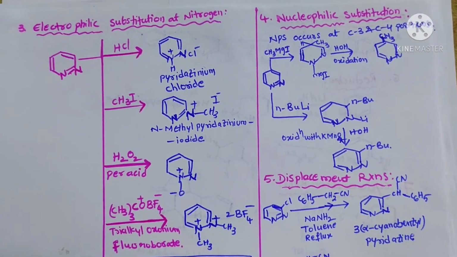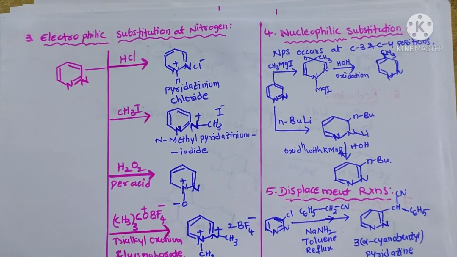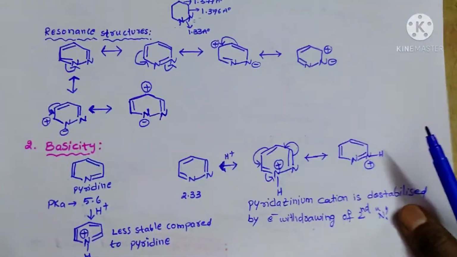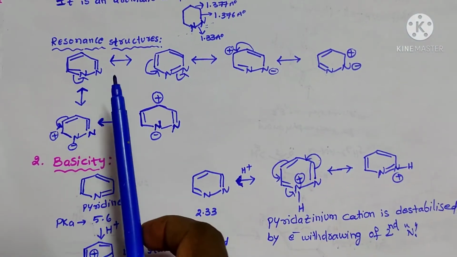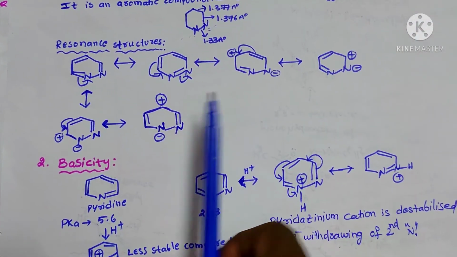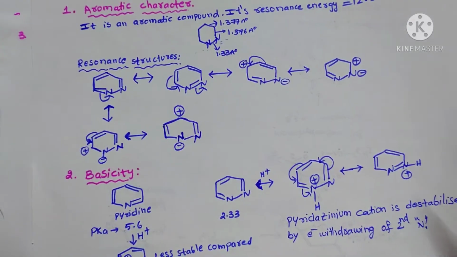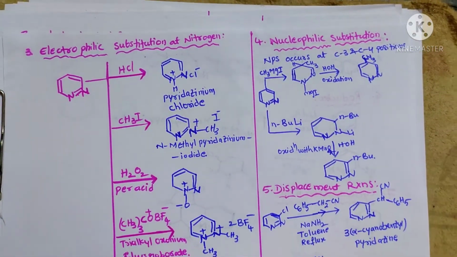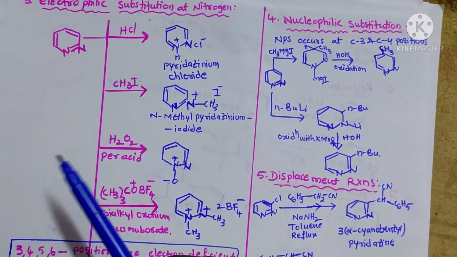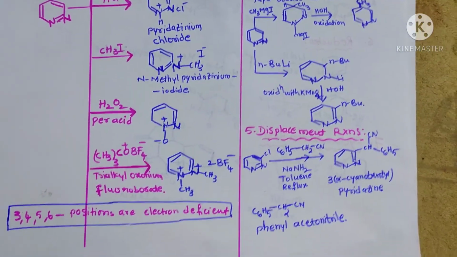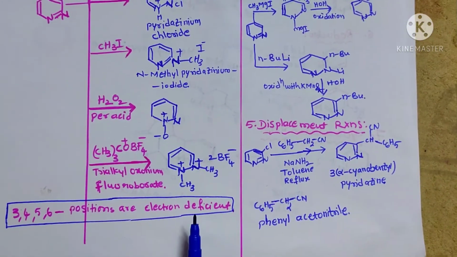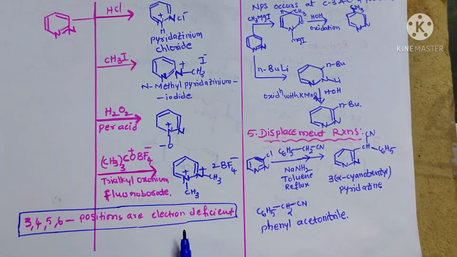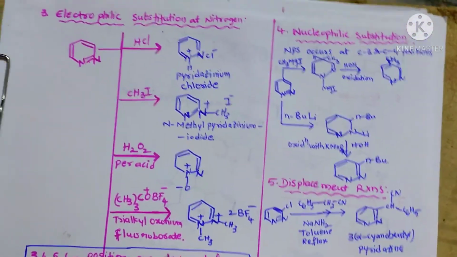Now we look at some electrophilic substitution reactions. Look here, in these resonance structures, we have observed that negative charge appears mainly on the nitrogen atom. So here in pyridazine, electrophile mainly substitutes on the nitrogen atoms. And the carbon atoms of the pyridazine are electron deficient carbon atoms, so that's why generally electrophile will not be substituted on the carbon atoms of the pyridazine.